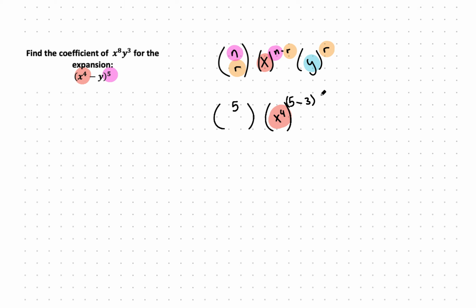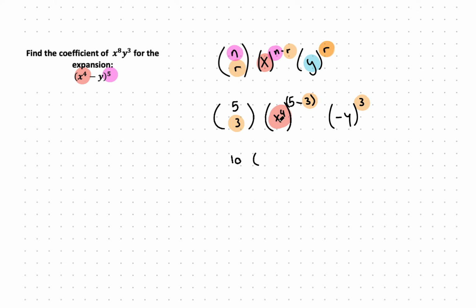If I do 5 minus 3, remember that 3 is now our r, and that's going to go there, and it's also going to be the number that I put up here. So then I'm going to do my y, which is actually minus y, so be careful, and I'm going to put my 3 up here because that's our r. And the 3 also can get filled in down here. Then I'm going to work this out. I'm going to have 5 choose 3. So 5 choose 3 is going to be 10.